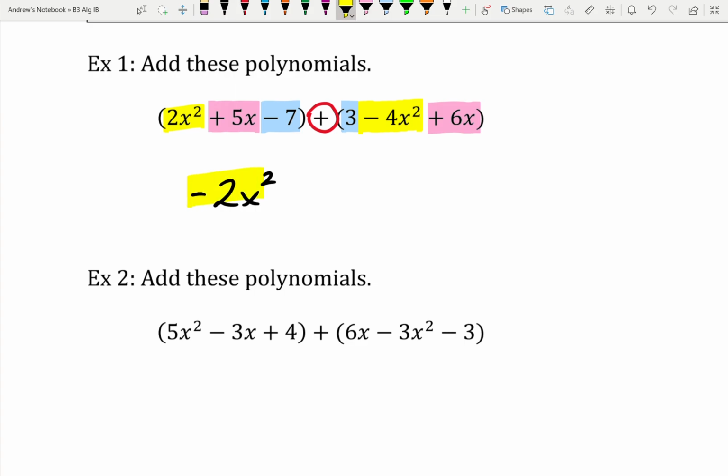You might be thinking, well, why isn't it x to the fourth? Or why are there any x's at all if we subtracted them? The only thing that changes when we're adding and subtracting is the coefficient in the front.